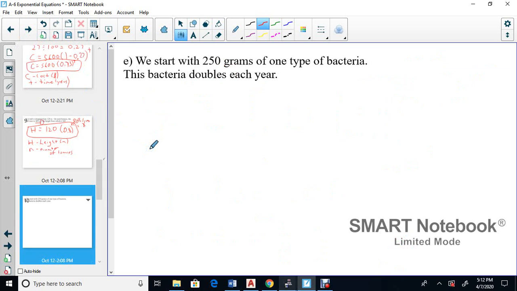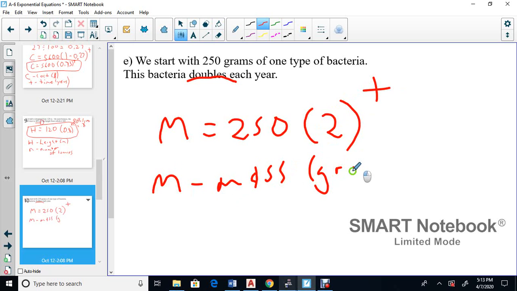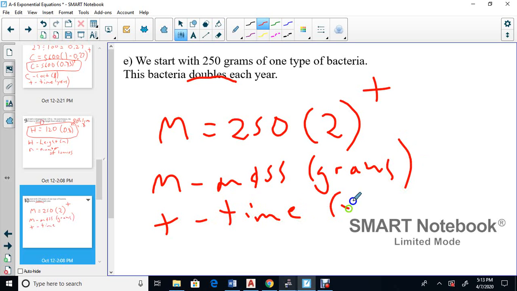We start with 250 grams of one bacteria. This bacteria doubles each year. So grams, we need a mass, m. So m equals 250. And then it doubles, so we put a 2 in here each year to the power of t. So m is the mass in grams, and t is the time in years. Okay, I'm going to stop this video and we'll continue with the next video.